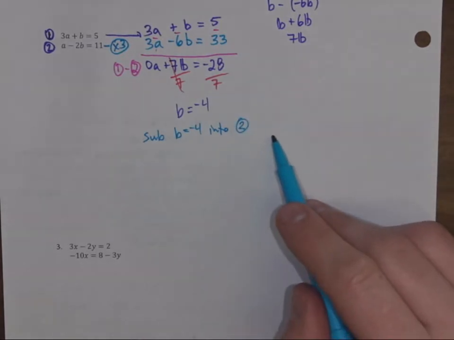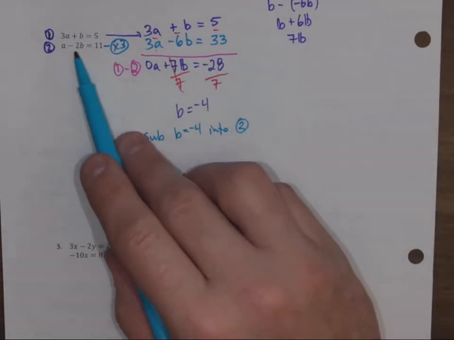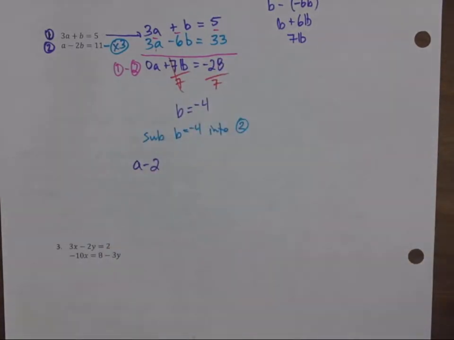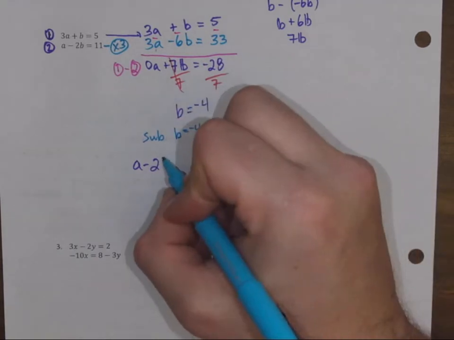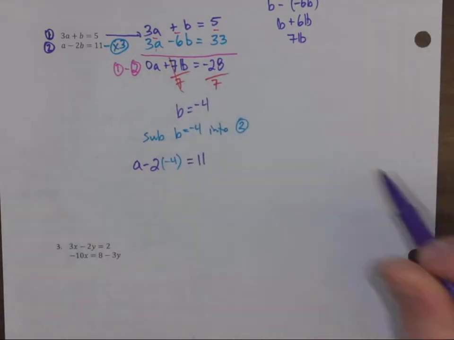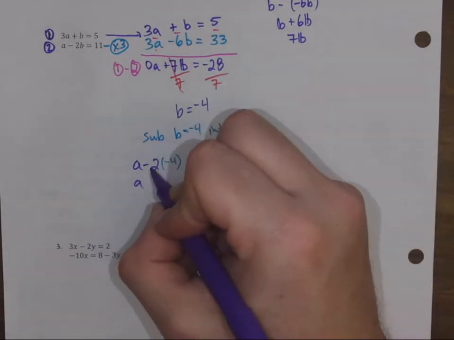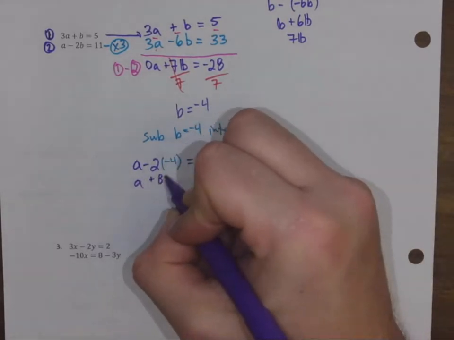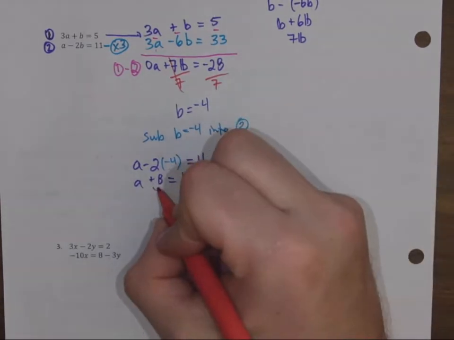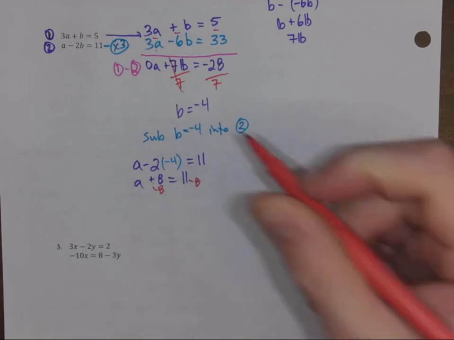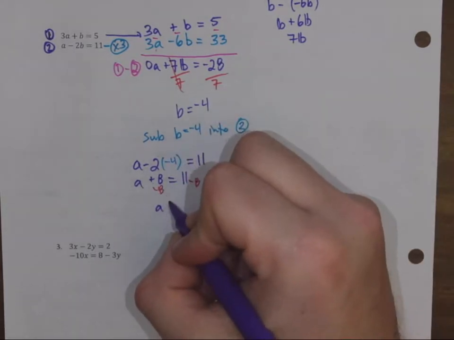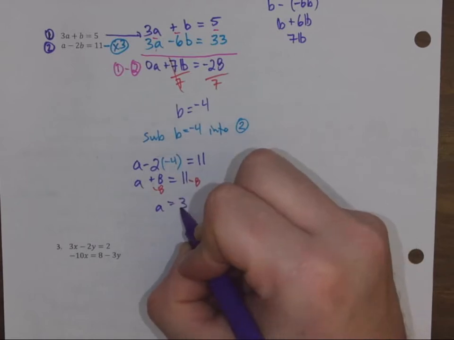There's my communication to tell you what I'm doing. Equation 2, the original one, a take away 2. Everywhere I see b, I'm going to put negative 4. And that equals 11. Now let's math. Negative 2 times negative 4 is positive 8, equals 11. Subtract 8 from the left, which means we subtract 8 from the right. Since math is always even, 8 take away 8 is 0, 11 take away 8 is 3.